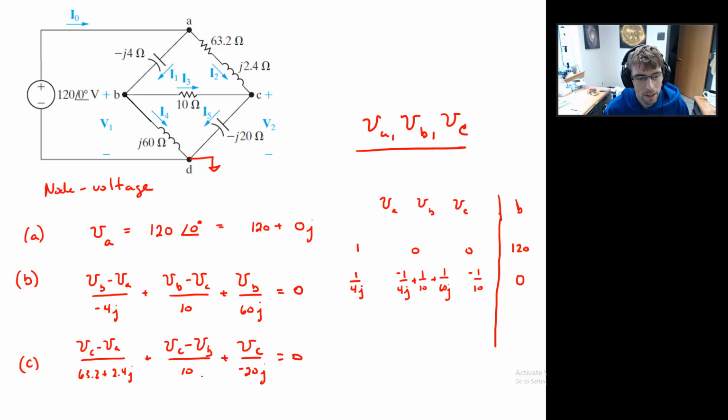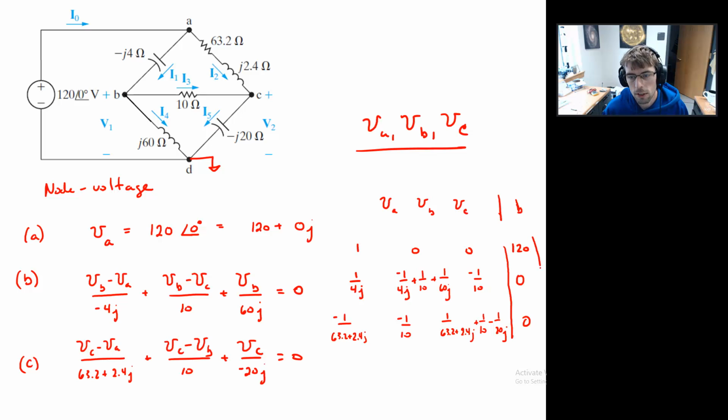Lastly, we got a little bit more rigmarole, 63.2 plus 2.4j. For b, we just have a negative 10th. And for c, we have the 63.2 plus 2.4j, plus 1/10. And shamefully, I've run out of space again. And then we have the minus 1/20th j. And that whole rigmarole equals 0.